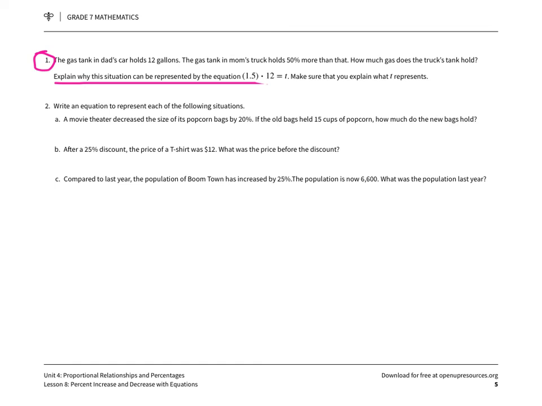A movie theater decreased the size of its popcorn bags by 20%. The old bag held 15 cups. So if it decreased it by 20, we'd now be at 80%. 80% is a decimal, 0.80 times 15 gives us, I'll put C for cups of popcorn. After a 25% discount, the price of the t-shirt was $12. And then we have Part C. I want you to try that one on your own.